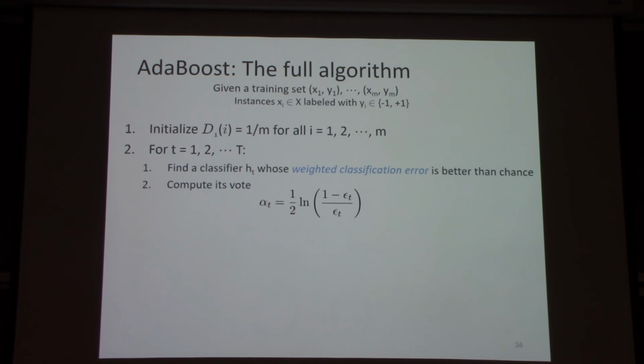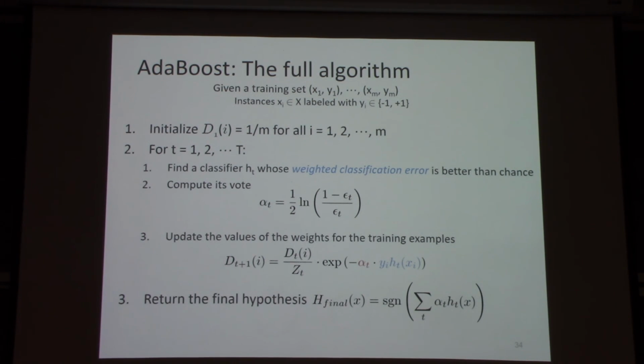You compute the vote for this ht. Alpha t is half log blah blah blah. You update the value of dt. dt plus 1 is dt times e power minus alpha y times h. You normalize it with z. And then you keep iterating this for t steps. You get capital T hypotheses and you get capital T alphas. And the final classifier that's produced by Adaboost is the sign of the weighted average.